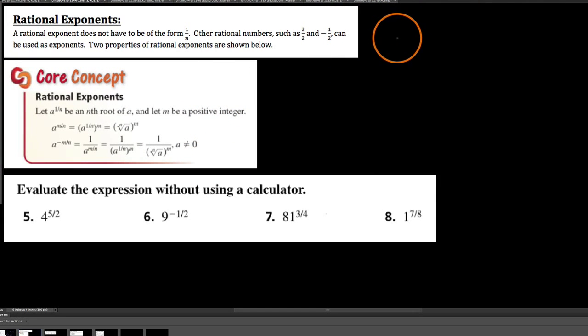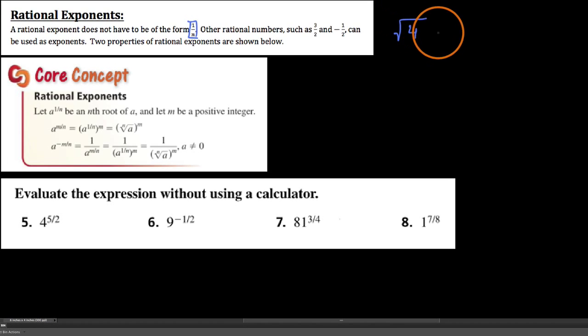Okay, YouTube, in the last video we saw that we could write the nth root of a number in rational exponent form. Rational exponents are something like this. If I were to write the square root of 4, we could write this as 4 to the 1/2 power. The cube root of 8 we could also write as 8 to the 1/3 power.